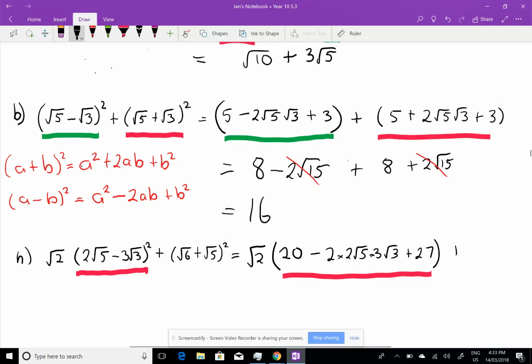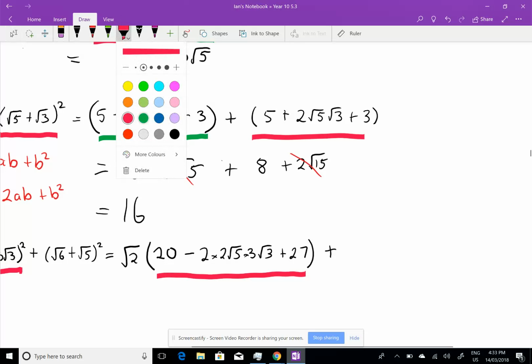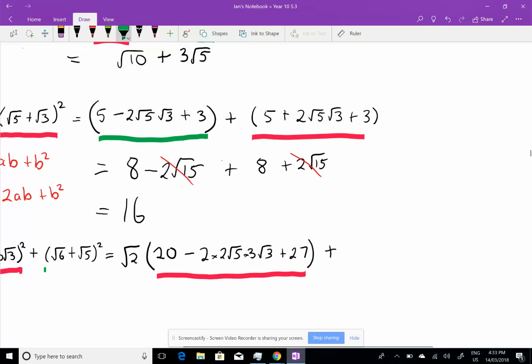Let's go to the next bit. And we'll expand this. What have I got? First thing squared, or root 6 squared is 6, plus 2 times everything, 2 root 6 root 5, plus the last thing squared is 5. And that is the expansion of the second bit.